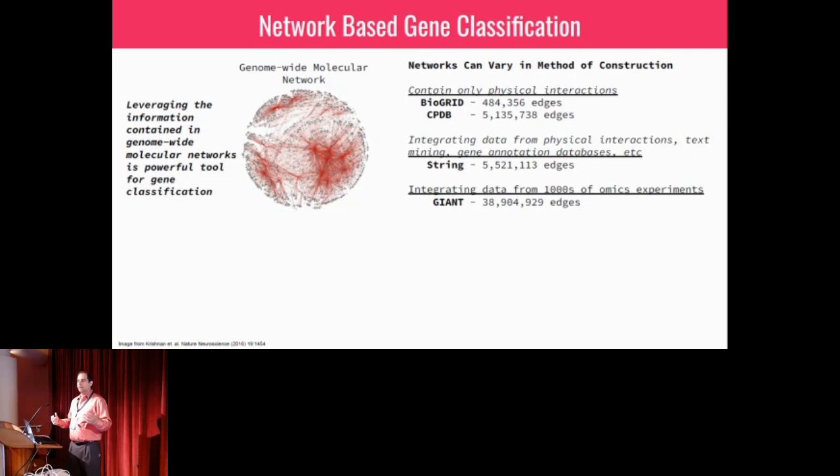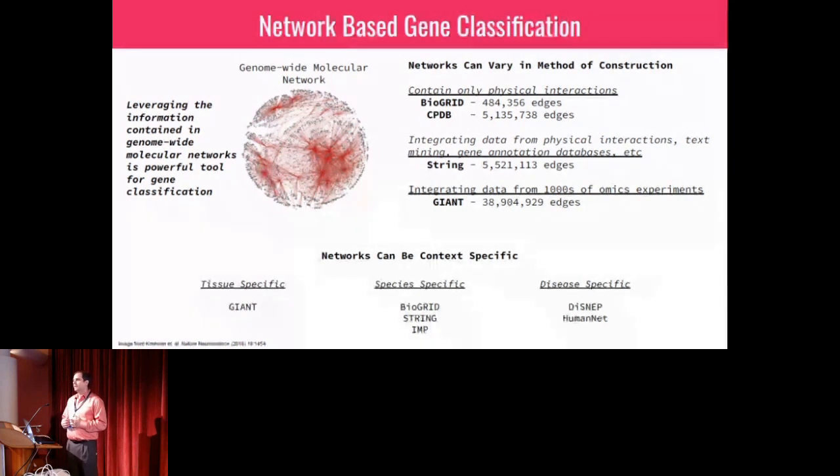Some networks can integrate data from all kinds of different places. They can use physical interactions, text-mined data, information in databases, and homology, and you can build networks this way. STRING is a very popular network that does this. You can also have networks that integrate data from thousands of gene expression datasets, and networks that do that are part of the GIANT networks.